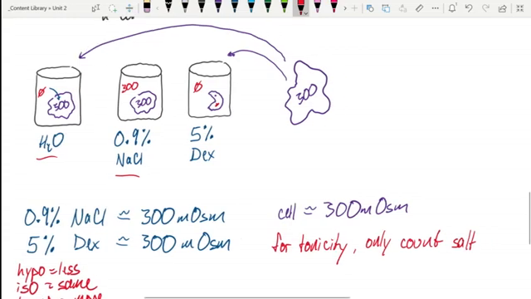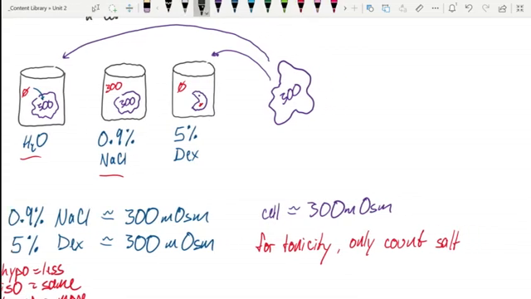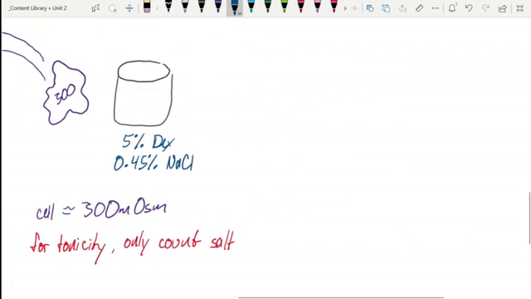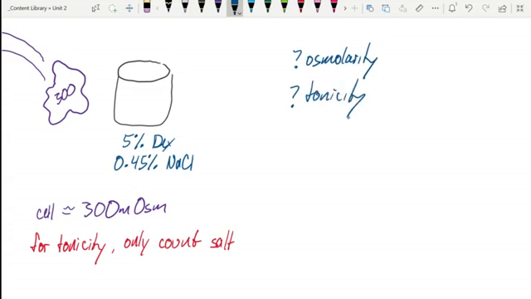My last one, let's apply this in kind of a strange scenario. What if we have a solution? Here's my beaker, and this solution is 5% dextrose and 0.45% or half normal saline. Okay? Think about this for just a second. My question is, what is the osmolarity and what is the tonicity of this solution?